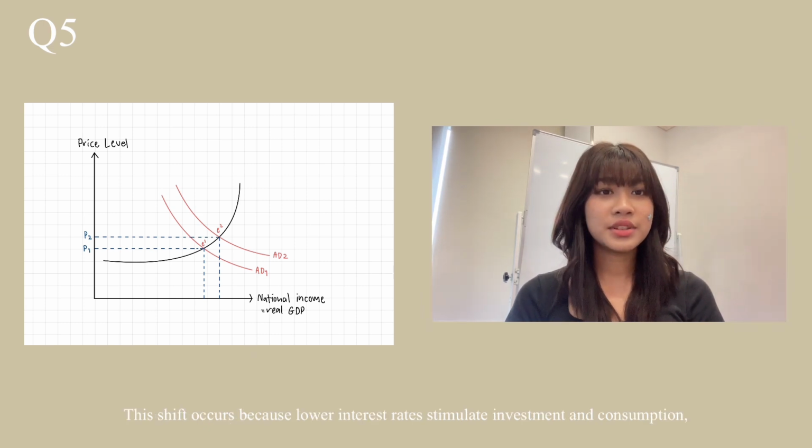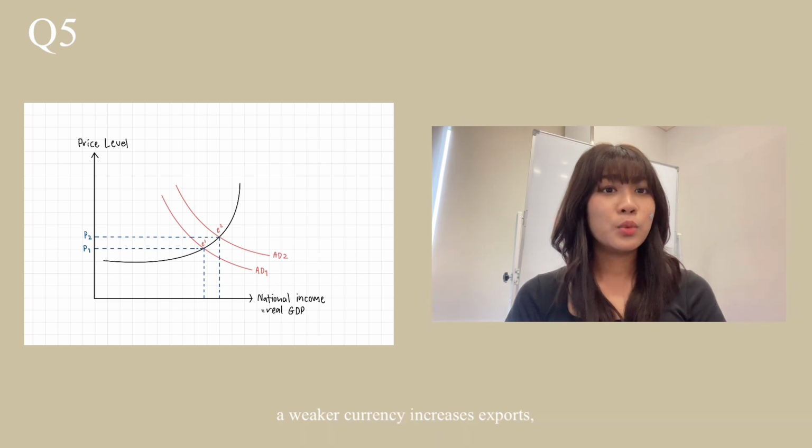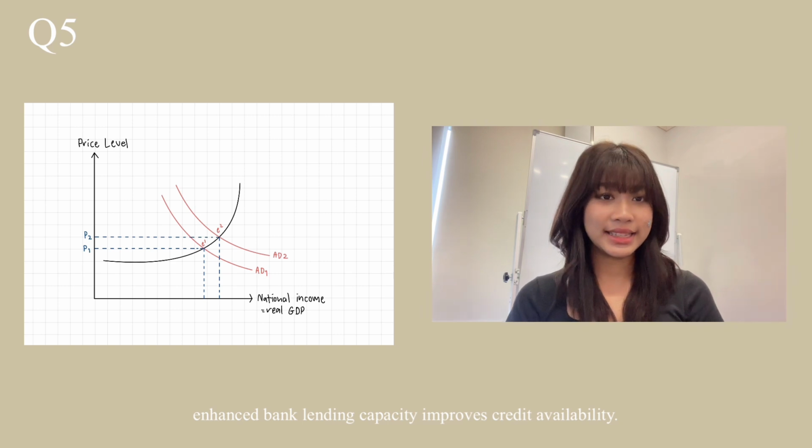This shift occurs because lower interest rates stimulate investment and consumption. Increased wealth from higher asset prices boosts spending. A weaker currency increases exports. Enhanced bank lending capacity improves credit availability.